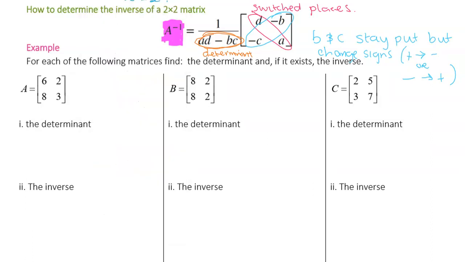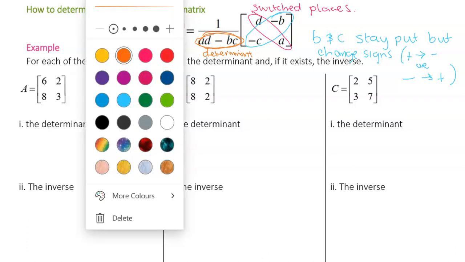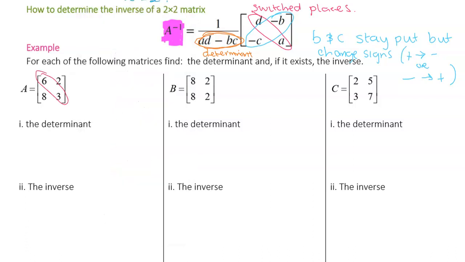First up, calculate the determinant of A. So we'll do 6 multiplied by 3, take away 2 times 8. So the determinant of A is equal to 6 multiplied by 3, take away 2 multiplied by 8. Chuck that straight into my CAS, and I get 2. If I want to find the inverse, the determinant did not equal 0, so therefore the inverse will exist.